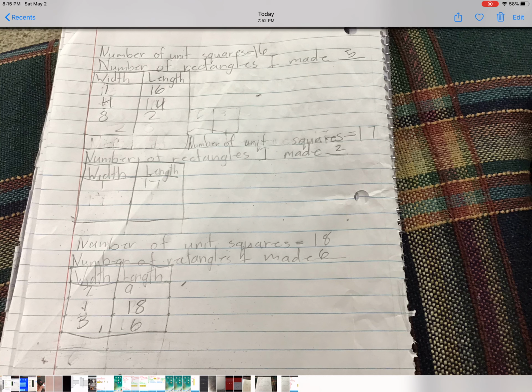So last Thursday you were supposed to make rectangles for the numbers 13, 14, 15, 16, 17, and 18, seeing how many rectangles you can make with the area of each number. And then you were supposed to make charts that put down what the dimensions of your rectangles were.